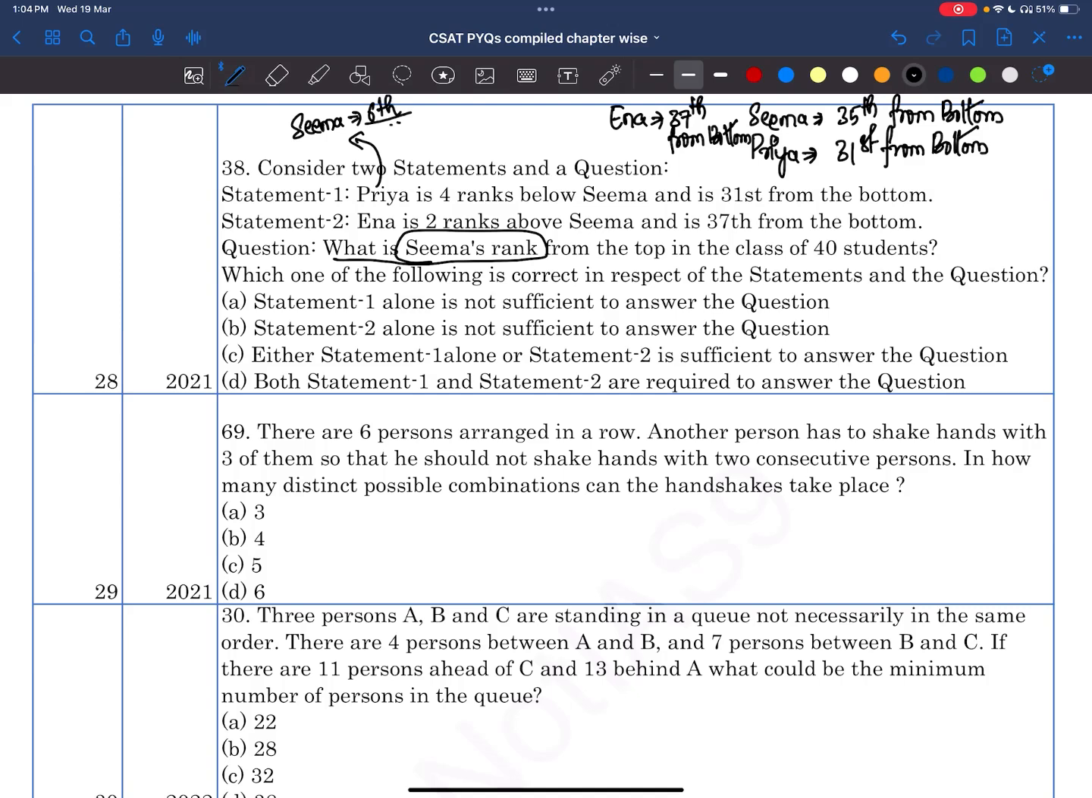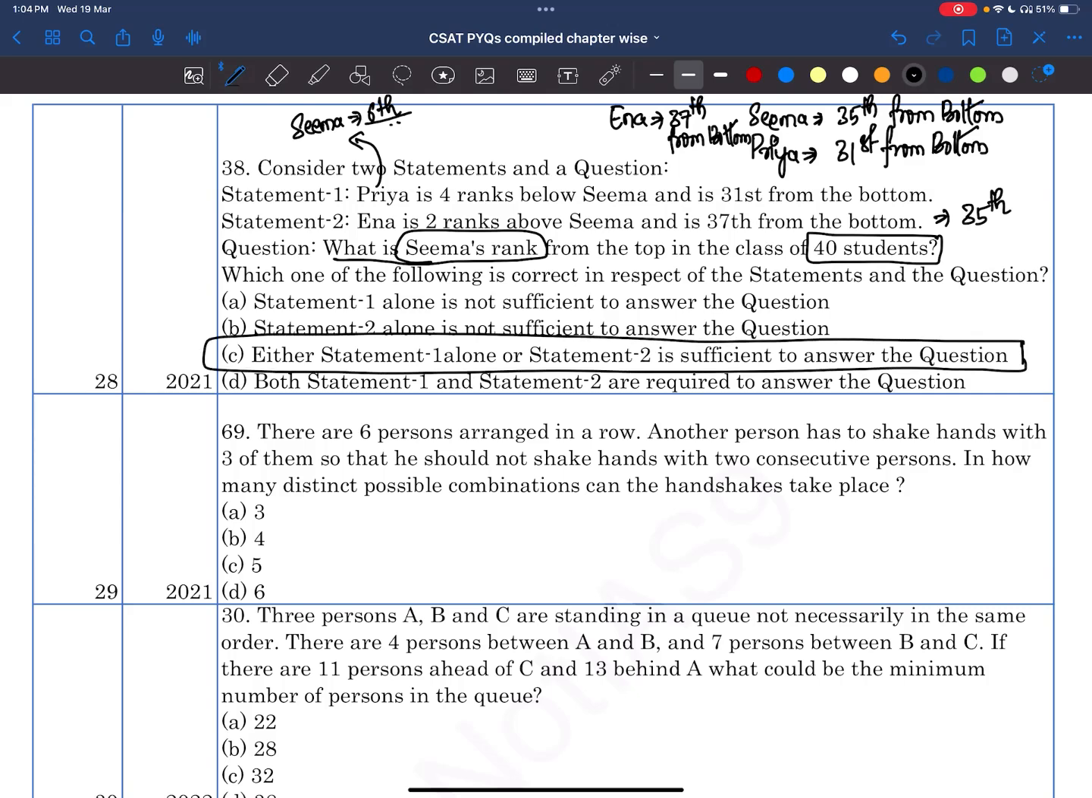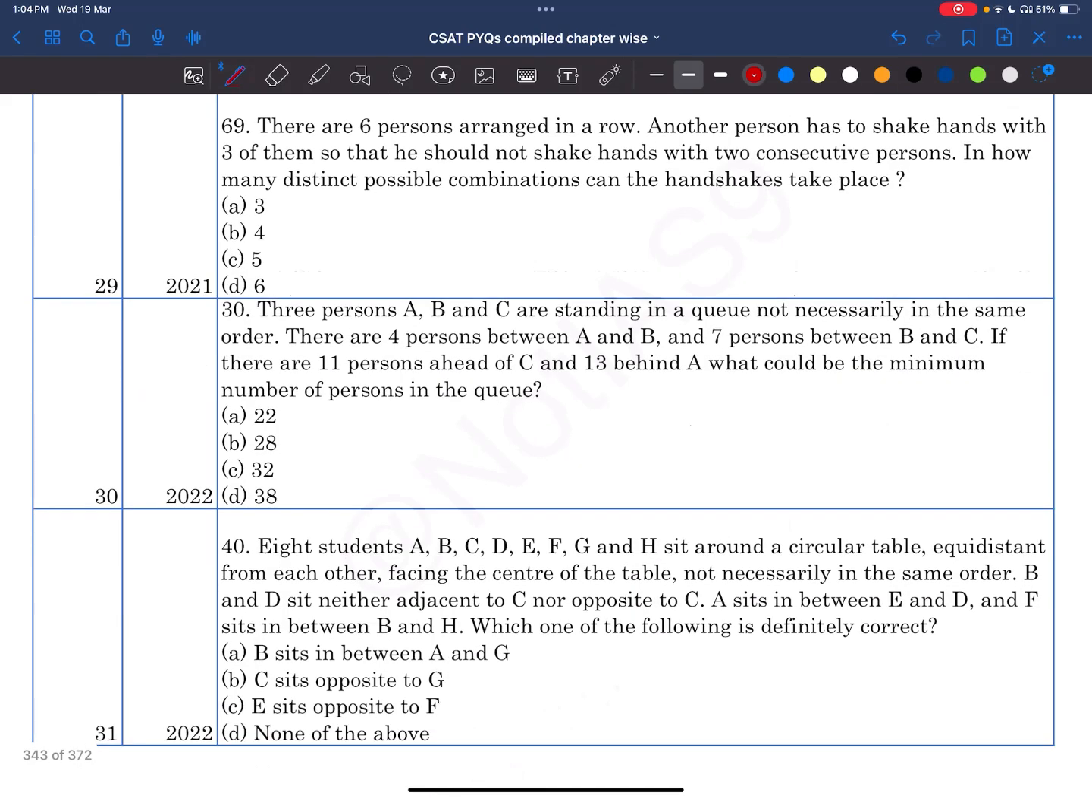Now let's take Ina. Ina is 2 ranks above Seema and is 37th from the bottom. If Ina is 37th from bottom and she is above Seema, then Seema will be 35th. And there are 40 students given in the question, so from here also we can find Seema's rank. So what is the option? Either statement 1 alone or statement 2 alone is sufficient to answer the question. Okay, let's go to the 29th question.